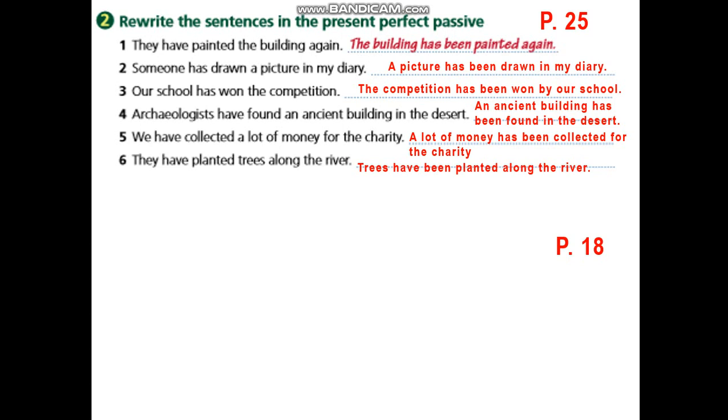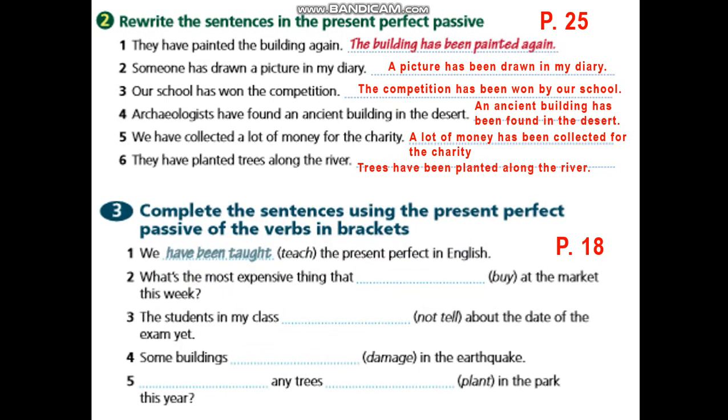Let's open page 18 in the workbook and answer exercise 3. Complete the sentences using the present perfect passive of the verbs in brackets. What is the most expensive thing that has been bought at the market this week? The main verb is buy, so it's gonna be has been bought.